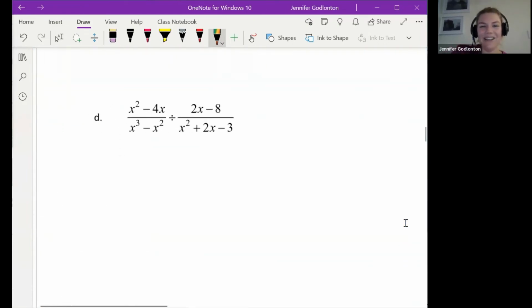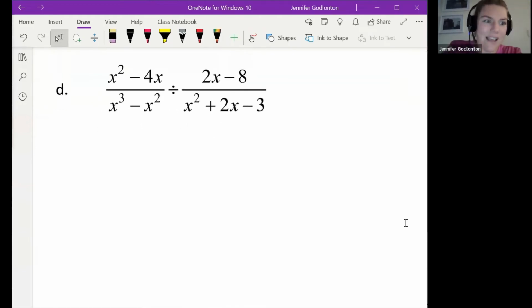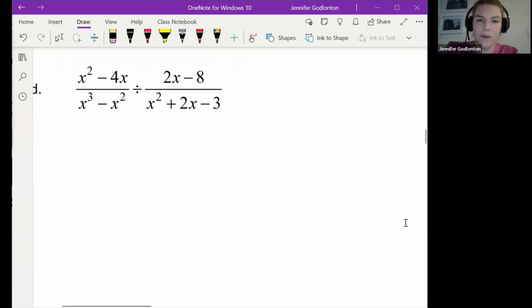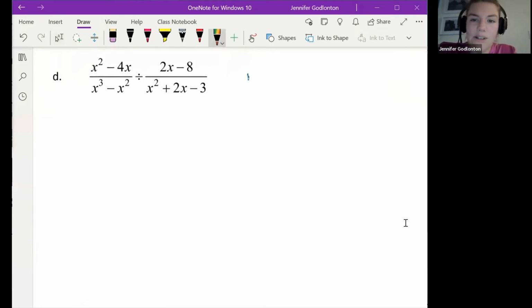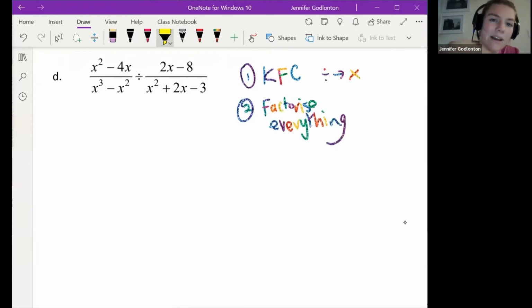Okay, let's have a look at this one. So now this one is a juicy question because we're going to have to factorize everything. Okay, so you're going to have to change your sign. I'm just going to write some little keynotes for you over here to help you as you move through this. You're going to have to do KFC. So you're going to have to change that divide to a times. And you are going to have to factorize everything. Every single thing is going to be factorized. And when I say everything, I mean this can be factorized, this can be factorized, this can be factorized, and that can be factorized. All of them can be factorized.